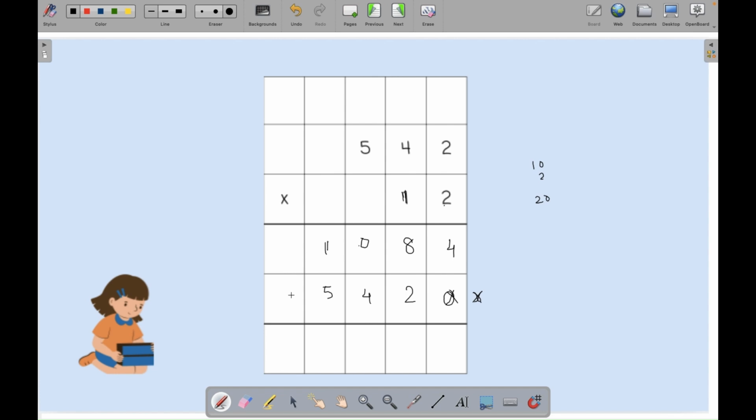Now what we do is we just add these two numbers that we are getting post multiplication. So 4 plus 0 will give us 4. 8 plus 2 gives us 10. So 1 is carried over. 4 plus 1 gives us 5. And 5 plus 1 gives us 6.